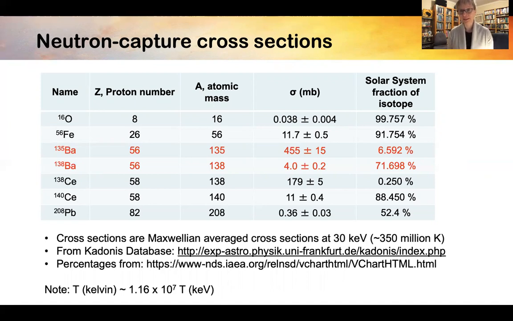Now look at their solar system fractions. You'll see that the amount of barium 138 in the solar system is also an order of magnitude higher. Most of the barium in the solar system is barium 138, almost 72%, whereas only about 6.5 to 6.6% of solar barium is 135 in comparison. So this is where the consequences of nuclear structure play a role in the abundances that we see around us.